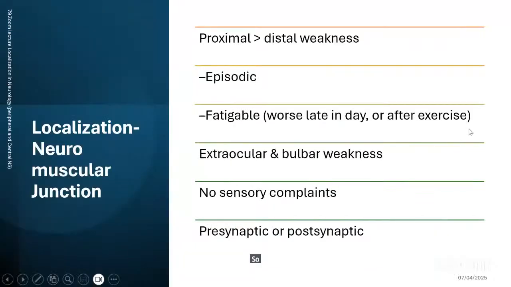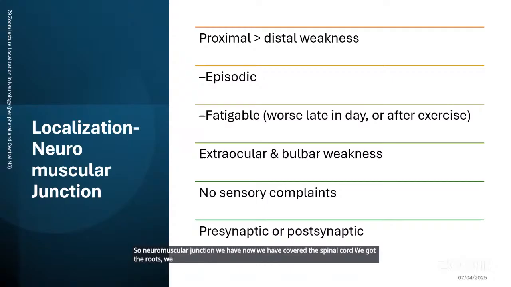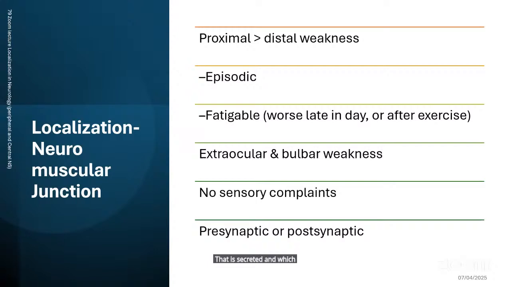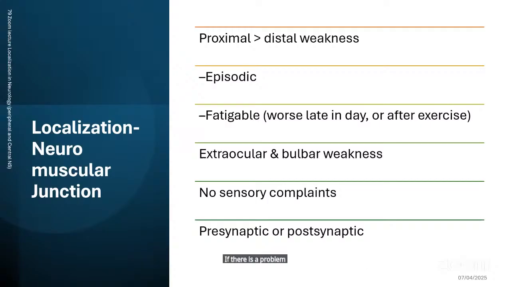So, the neuromuscular junction. We have covered the spinal cord, the roots, and the nerves. Now we are at the neuromuscular junction, where acetylcholine is secreted on action potential, stimulating the nerve ending. Then the acetylcholine acts on the receptors in the postsynapse and causes muscle contraction. If there is a problem there, you have weakness, and proximal weakness is more than distal weakness.